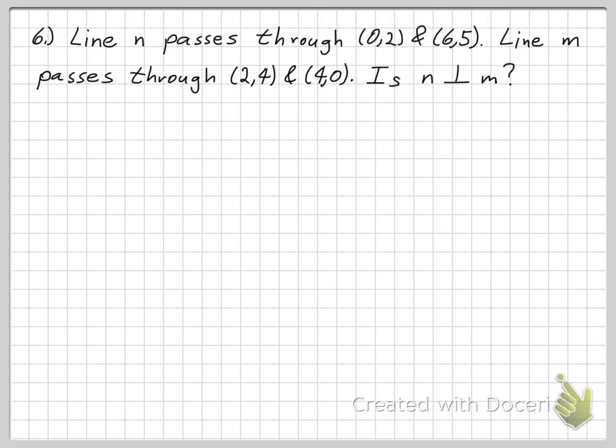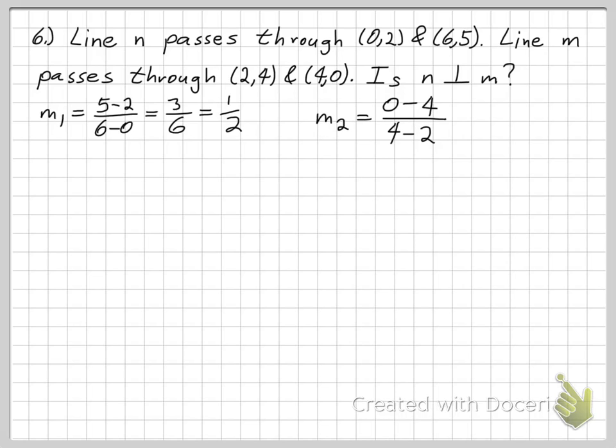Line N passes through 0, 2, and 6, 5. Line M passes through 2, 4, and 4, 0. Is line N perpendicular to line M? So again, we need to find the slope of each line and then compare them. So the slope of the first line is 5 minus 2 over 6 minus 0, which reduces to 3 over 6, which reduces to 1/2. The slope of the second line is 0 minus 4 over 4 minus 2, which reduces to -4 over 2, which reduces to -2. So now I have the slope of one line and the slope of my second line.